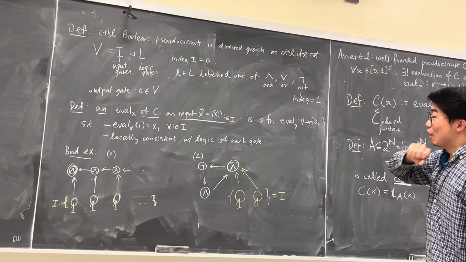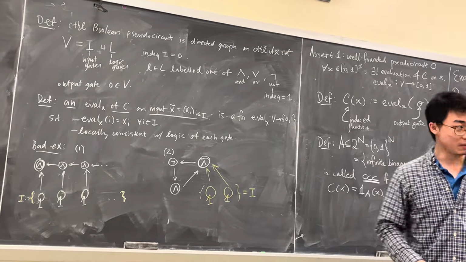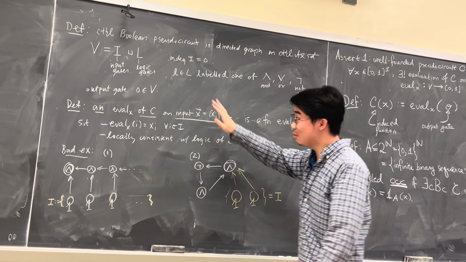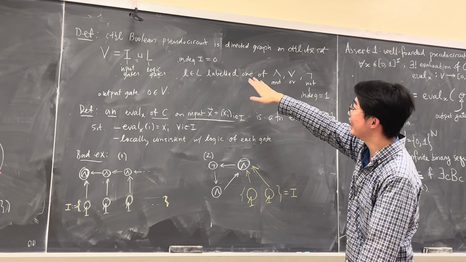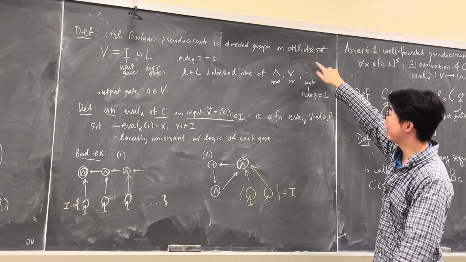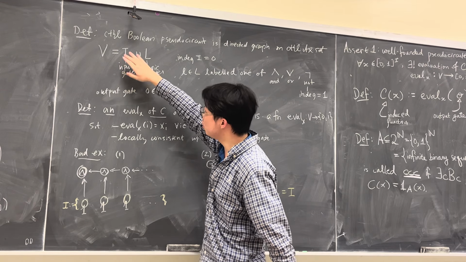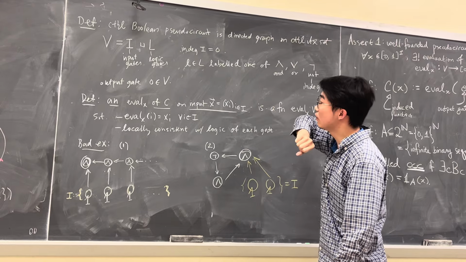Okay. This is a little strange definition, but I have drawn some pictures for you, or actually, my friend Hunter has drawn some pictures for us. Okay, so let me just read it. A countable Boolean pseudocircuit is a directed graph on a countable vertex set, V, which is split into two disjoint sets, one set of input gates and one set of logic gates.